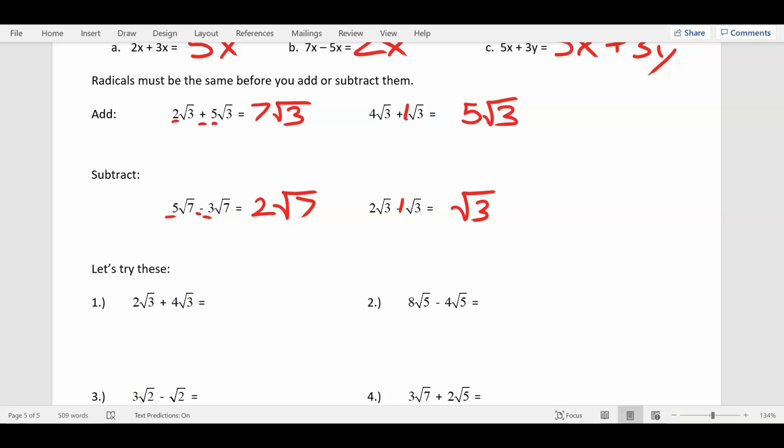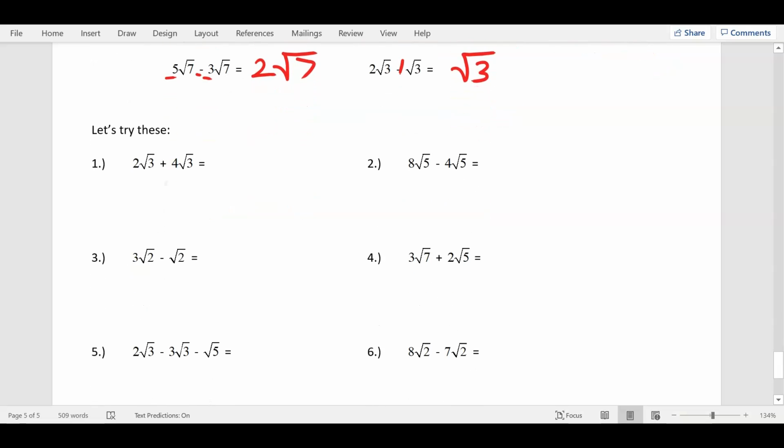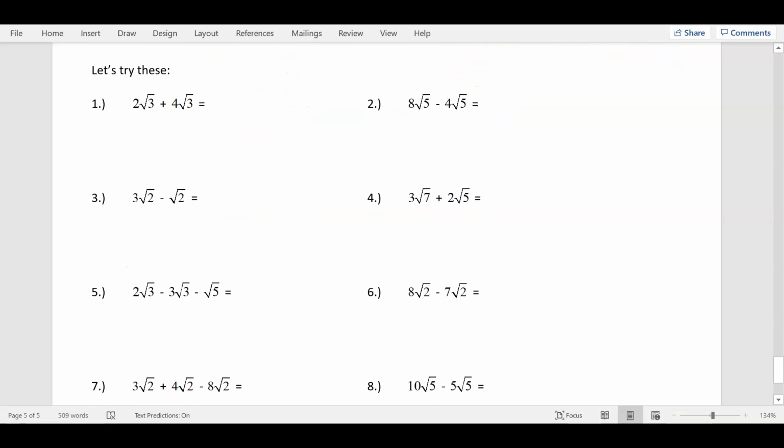All right. Let's do these real quick together. 2 square root of 3 plus 4 square root of 3. What do y'all think? 6 square root of 3. Easy. Okay. What about 8 square root of 5 minus 4 square root of 5? Okay. Again, implied 1 here. 3 square root of 2 minus a 1 square root of 2.